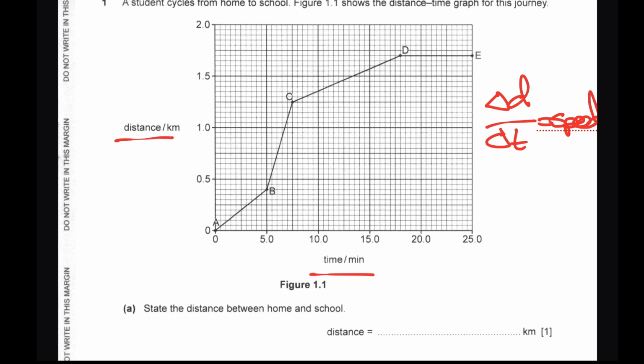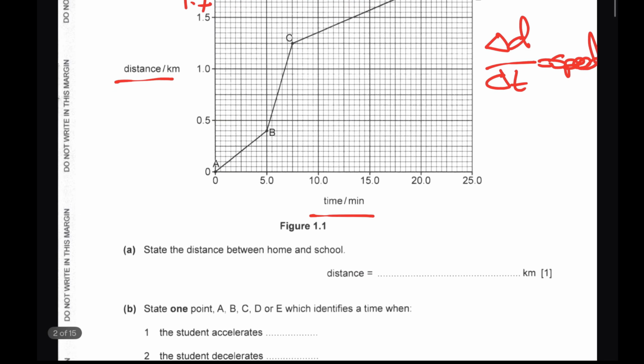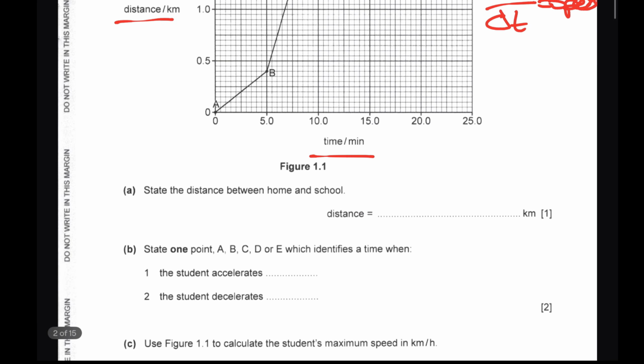And the distance covered is obviously going to be whatever this value is eventually. So this looks like approximately 1.7. All right. So, state the distance between home and school. The distance is going to be 1.7 kilometers. I think that's pretty straightforward. Keep in mind to take a good look at the units whenever you answer these questions.